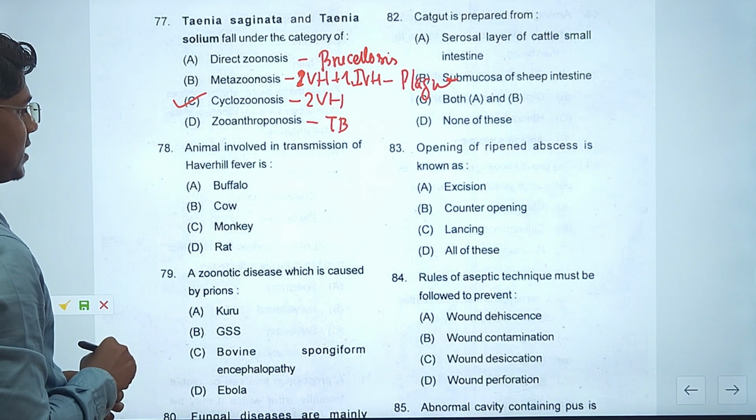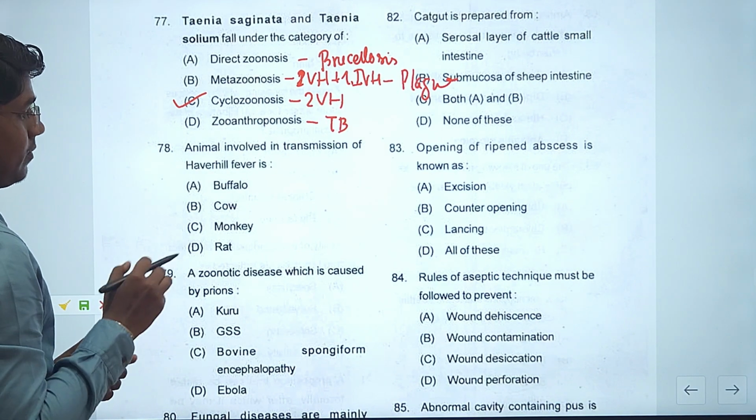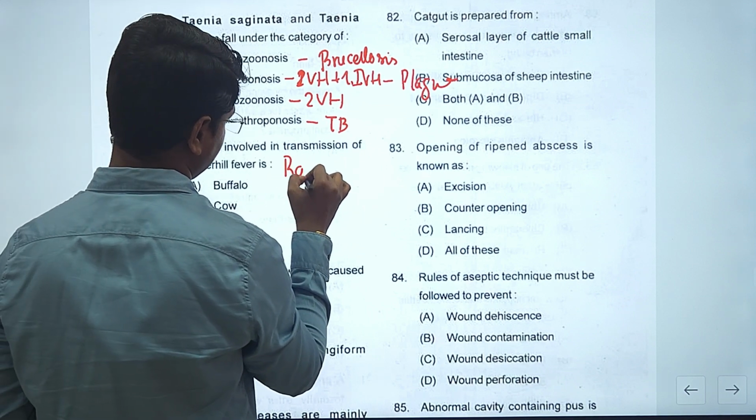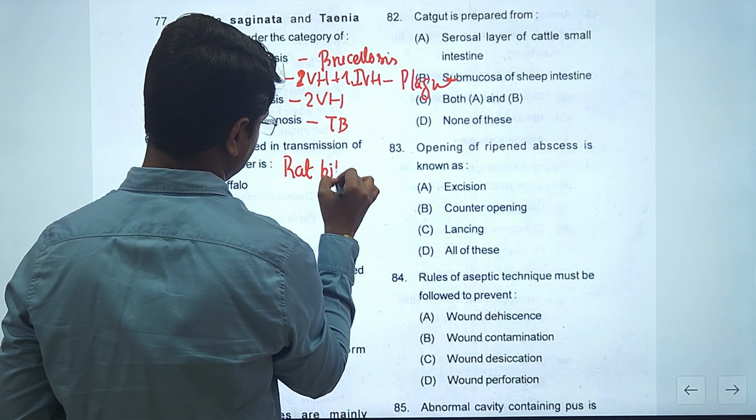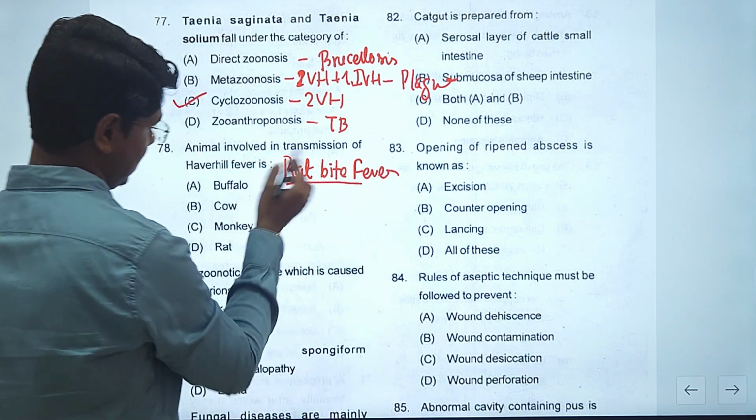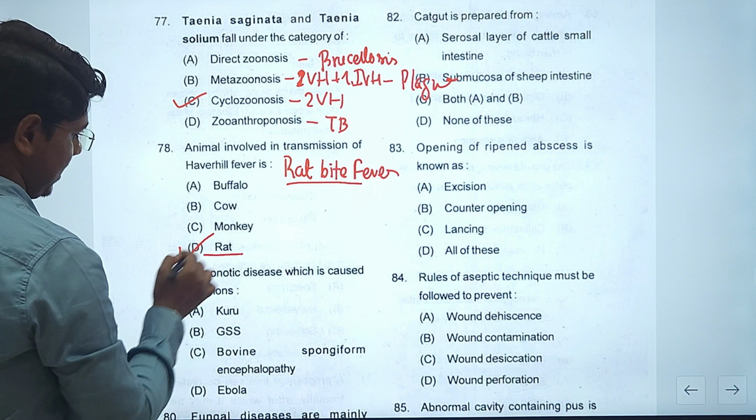Animal involved in the transmission of Haverhill fever. The other name of Haverhill fever is rat bite fever. Sometimes knowing the other name can help you. Rat bite means the transmission is by rat.